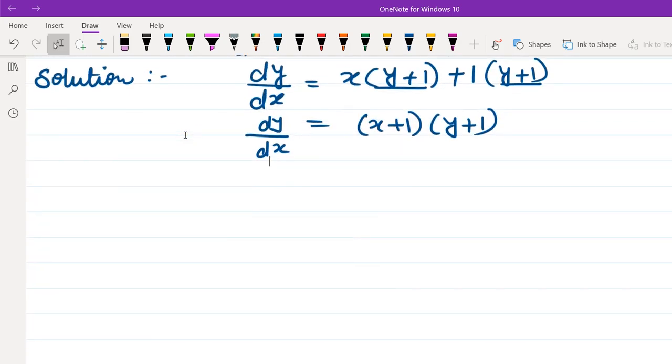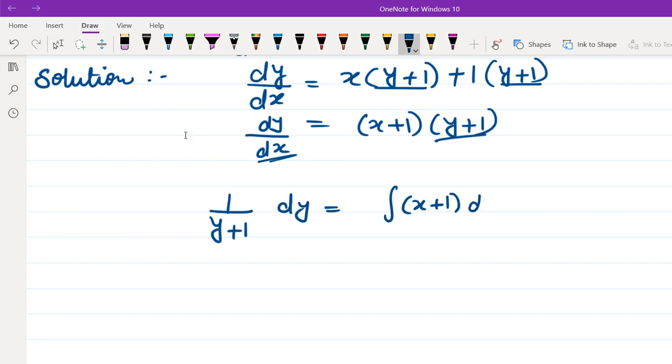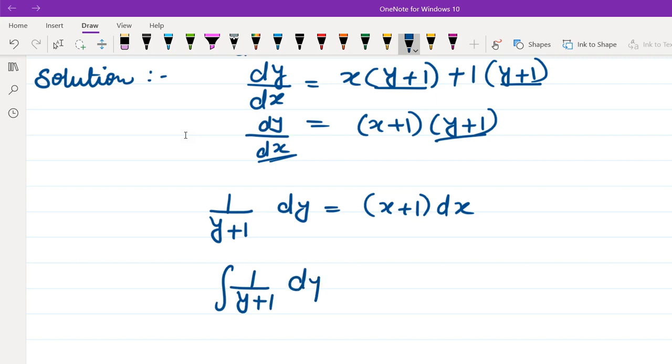Now my variables have still not got separated. I have to take this y plus 1 to the left hand side and dx to the right hand side. So the next step I will get 1 upon y plus 1 dy is equal to x plus 1 dx. I have not applied the integration yet, I have just separated variables. Now we will be taking integration on both the sides. So I will get integration of 1 upon y plus 1 dy is equal to integration of x plus 1 dx.